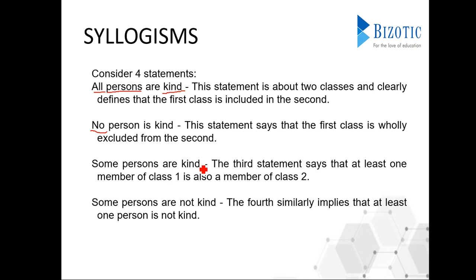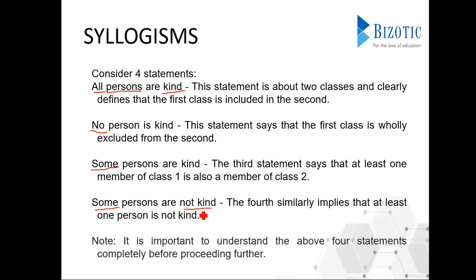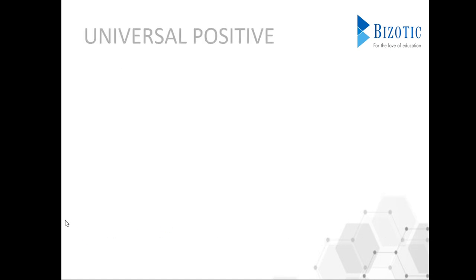Some persons are kind. The third statement says that at least one member of class 1 is also a member of class 2 because of some. So at least one member of persons will be belonging to class 2, which is kind. Last, some persons are not kind. The fourth similarly implies that at least one person is not kind. Note, it is important to understand the above four statements completely before we proceed into further concepts.